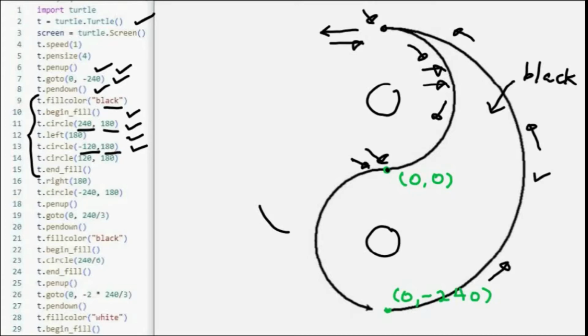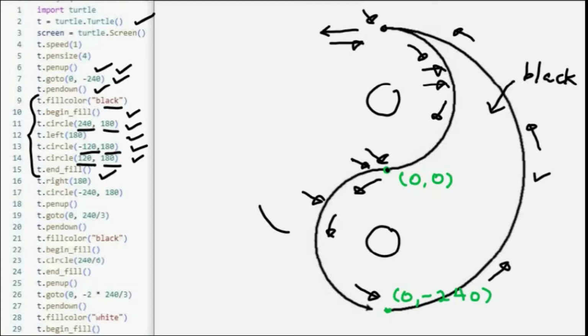Then once we have drawn the first smaller semi arc, we draw the second arc, this one here. And in this case, we are drawing it counterclockwise, so the R is 120 positive. And yes, the angle over which we draw the smaller arc is 180. So we draw this arc here until we reach this point here. When we reach this point here, the portion on the right side is going to be colored black.